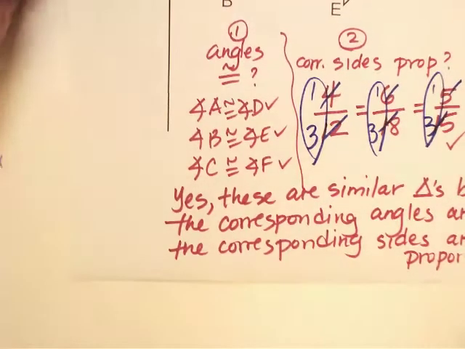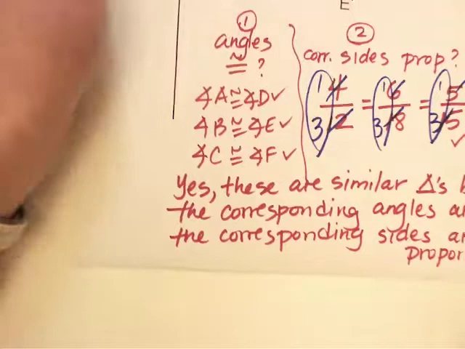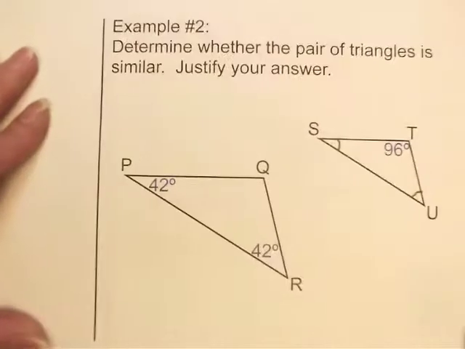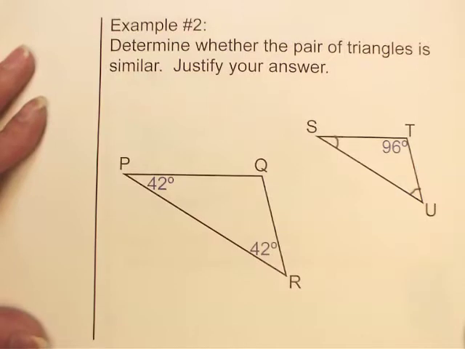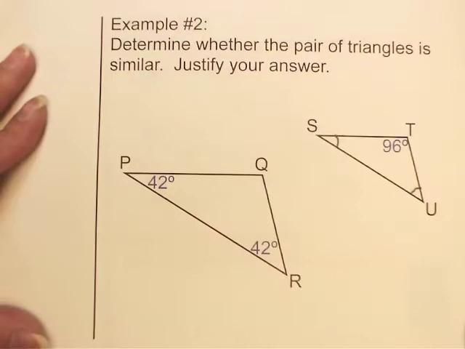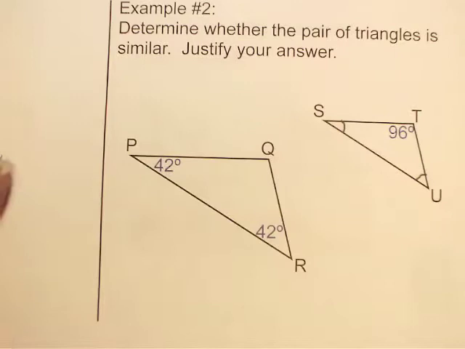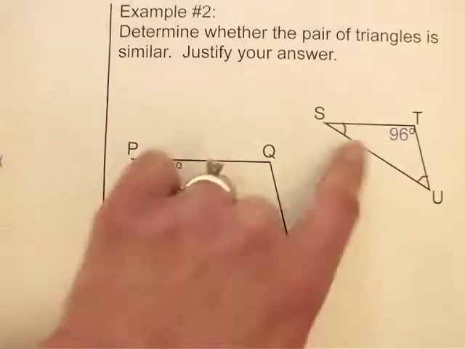Okay? So moving on, another example. Example number 2. Determine whether the pair of triangles is similar. Very much like our example number 1, but you'll notice this is a little different. Notice they give us actual angle measures.